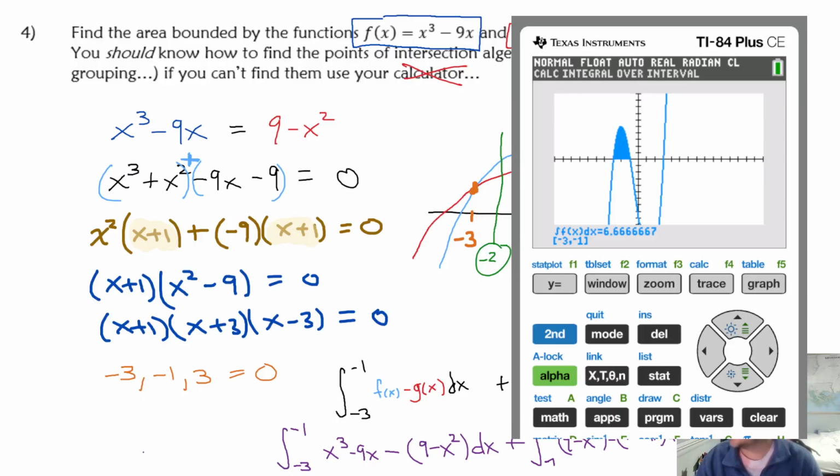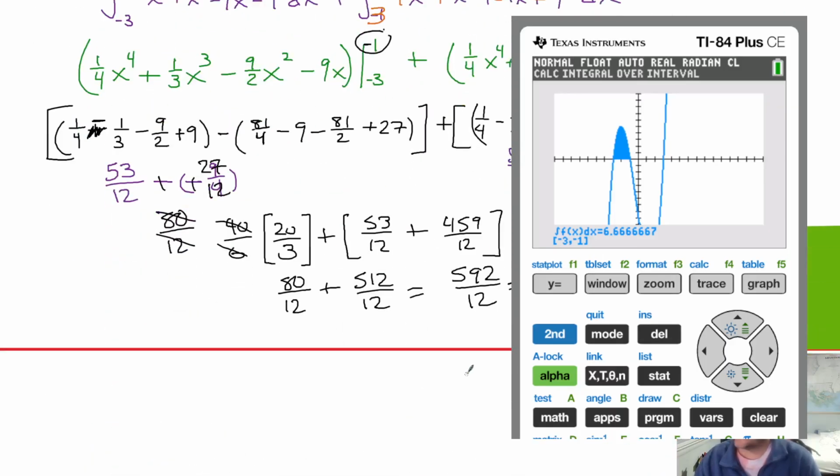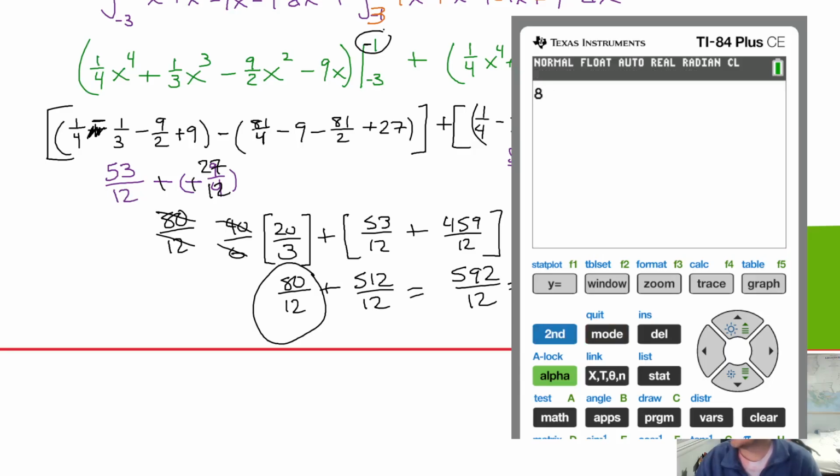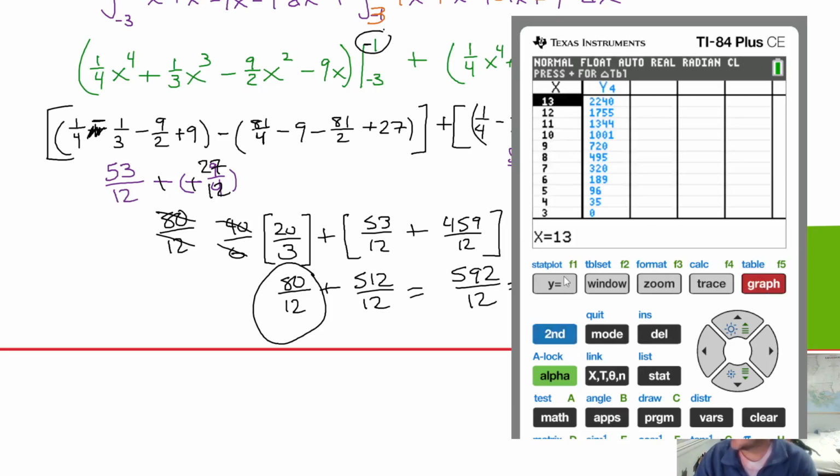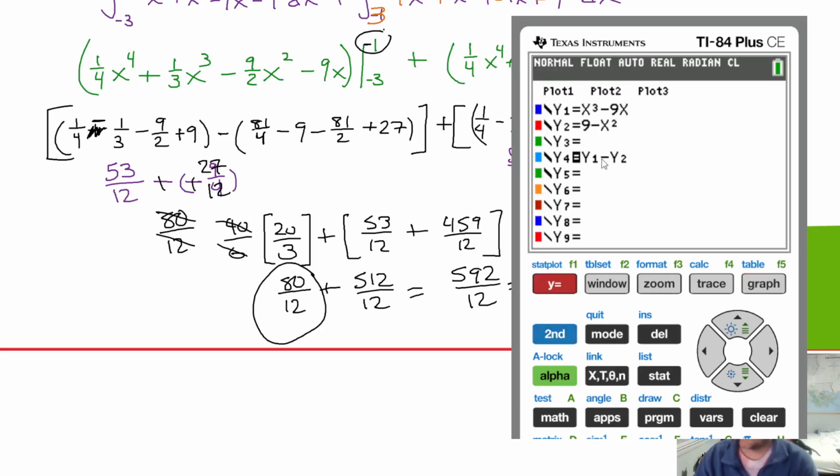And remember that number because we already found that number right here when we got 80 over 12. Because guess what 80 over 12 is? 6.666. So we know that we evaluated that first antiderivative correctly. Now for the second one, technically we've got the wrong function.